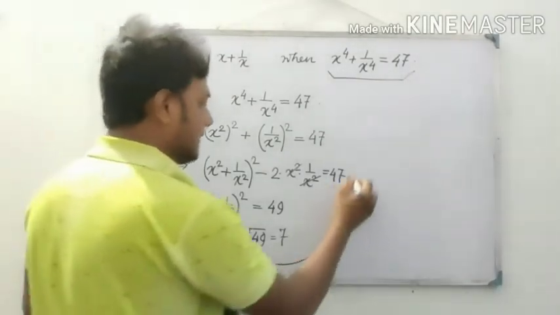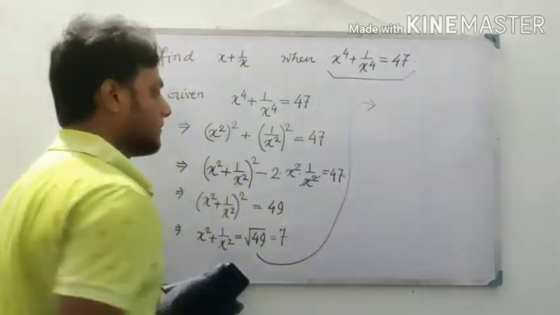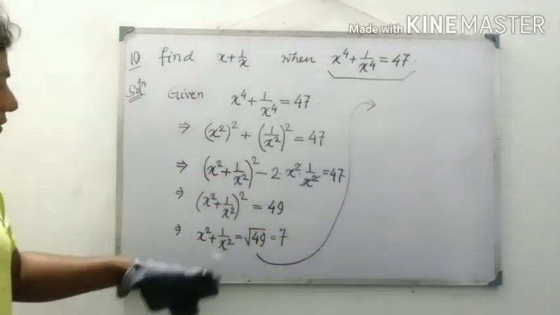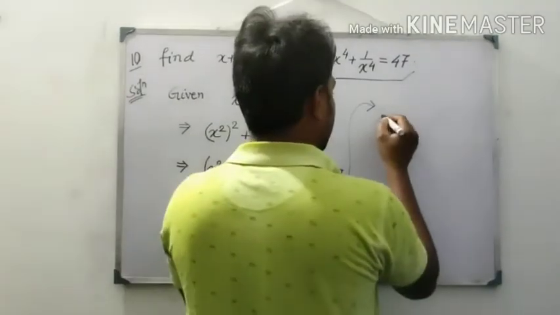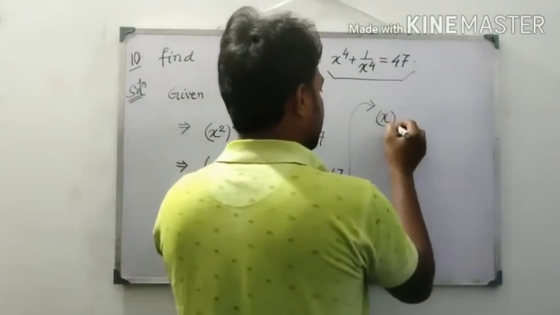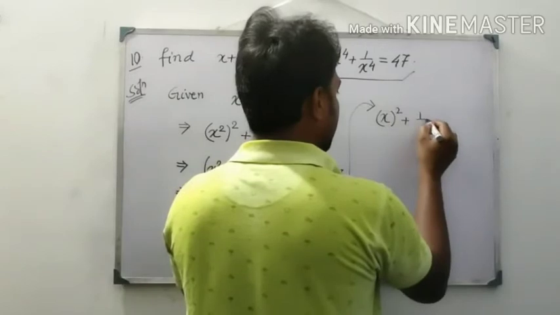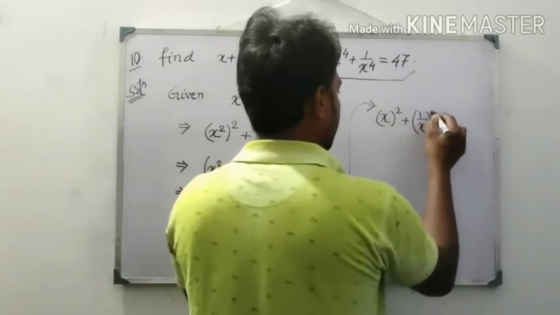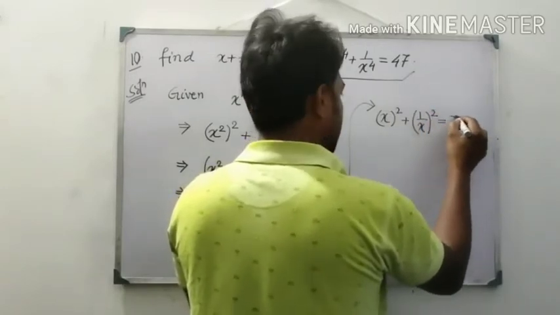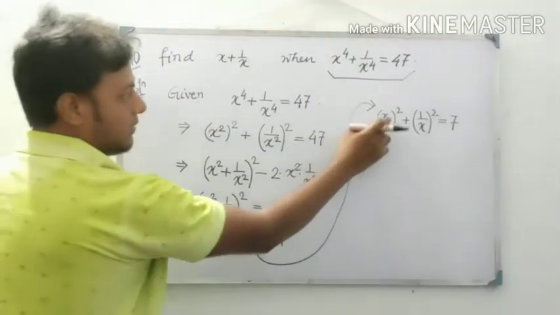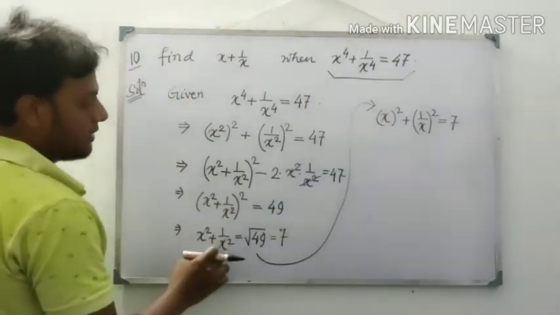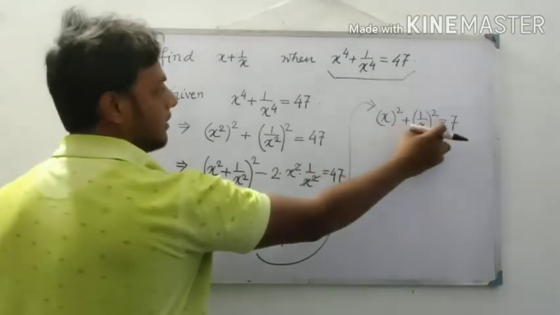After this line, again we have to use x square plus 1 by x square. I am writing here again. x square can be written as x square and 1 by x square can be written as (1 by x) whole square, equals 7. See, x square can be written as (x) whole square plus (1 by x) whole square equals 7.